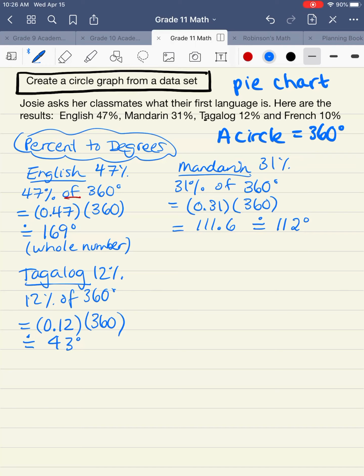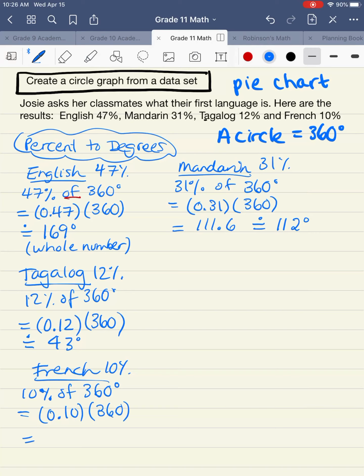And lastly, we have French. French is at 10%. So we want to do 10% of 360 degrees. And 10 divided by 100 gives us 0.10. And then we multiply that by 360 and we get 36 degrees.